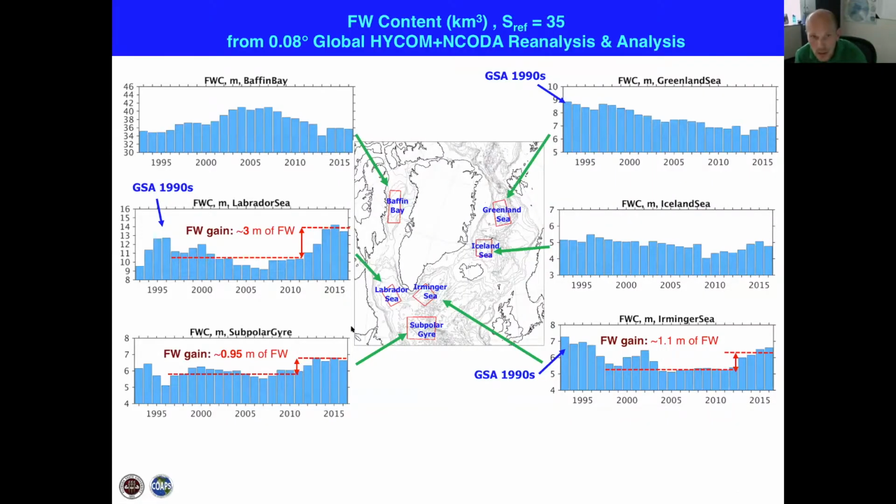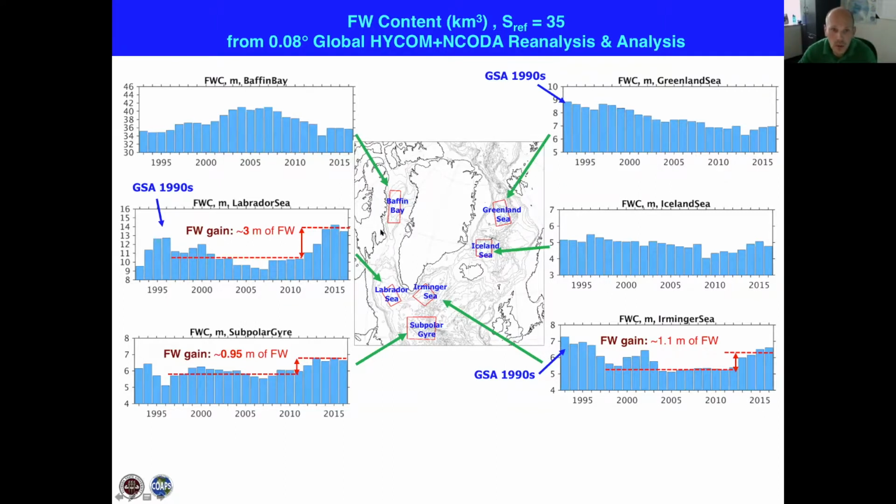So do we see any evidence in observations that show that the Greenland freshwater can accumulate in these areas that I showed in the animation? In order to look at this, I calculated the freshwater content from a global high-resolution ocean reanalysis. This is not truly an observational product, but it does assimilate observations.